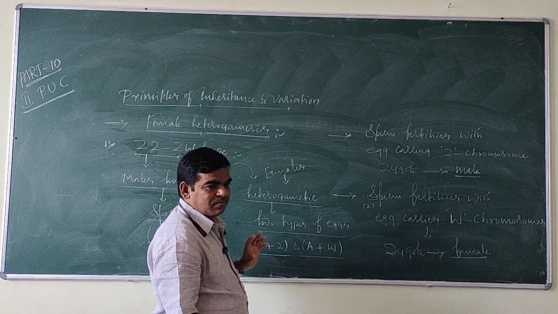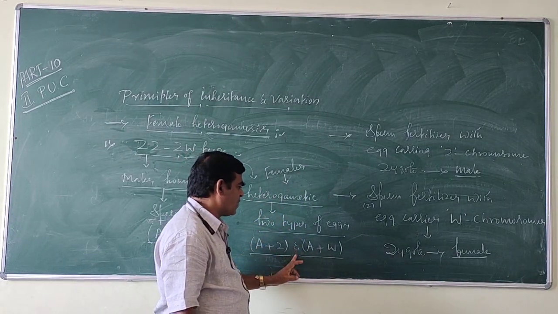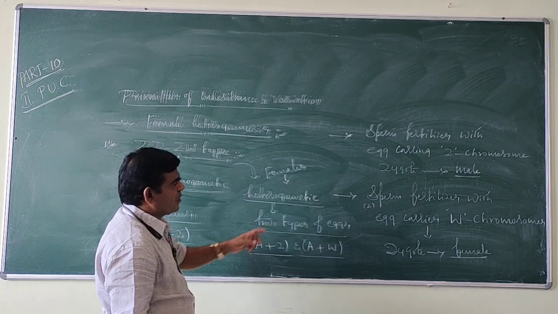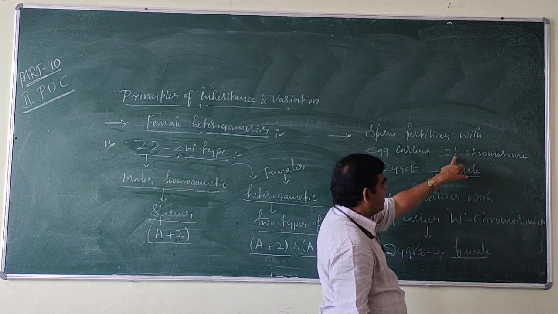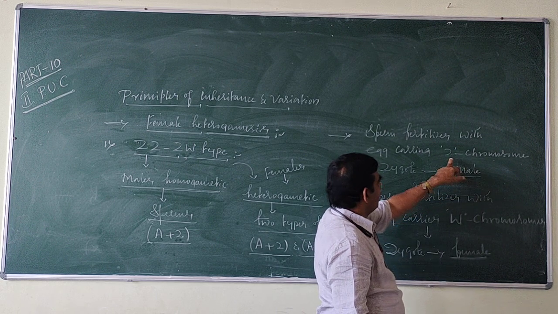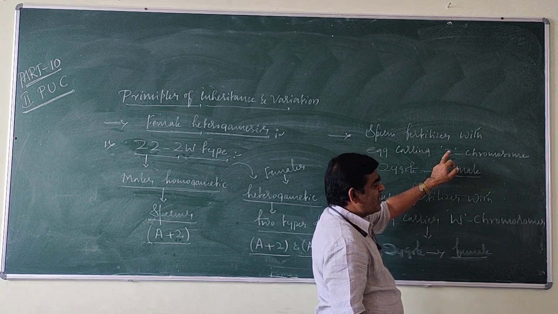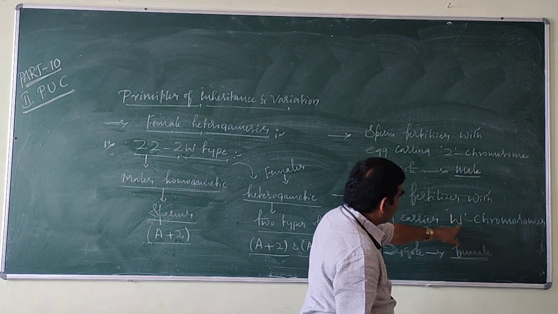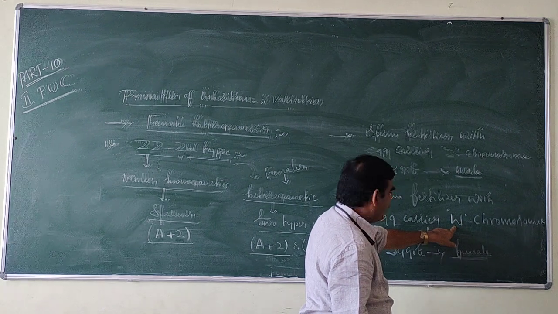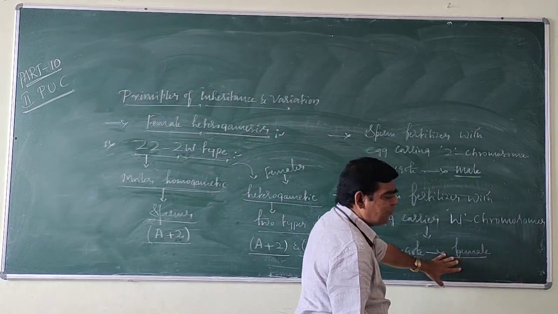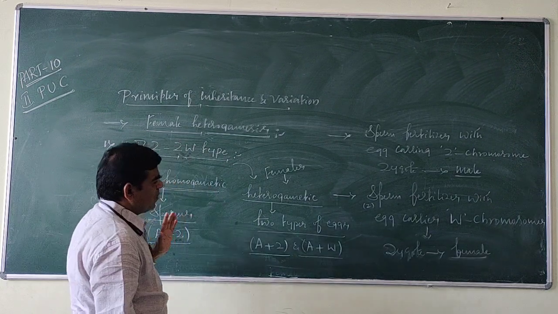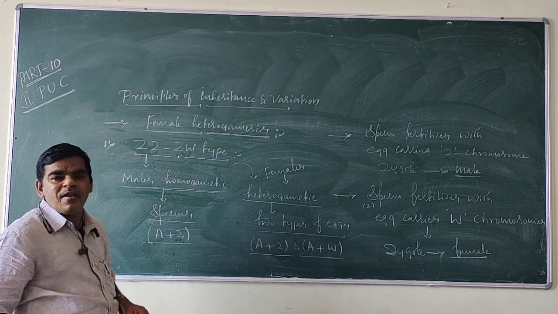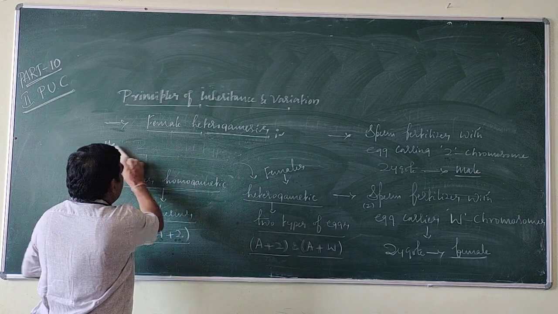Clear? Any confusion? So female is heterogametic. That's why two types of eggs are produced. Male is homogametic. That's why only one type of sperm is produced. If the sperm fertilizes with an egg carrying Z, the zygote develops into a male, ZZ. If the sperm Z fertilizes with an egg carrying W, the zygote develops into a female, ZW. This is the sex determination in birds. Birds are the best example for female heterogamety.